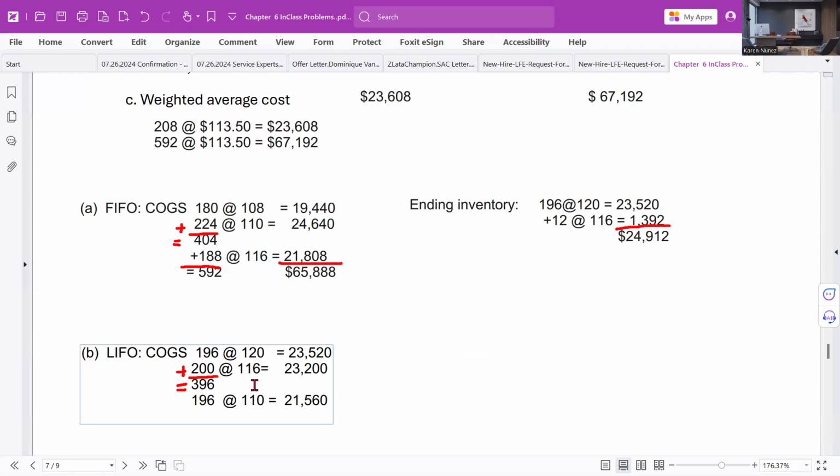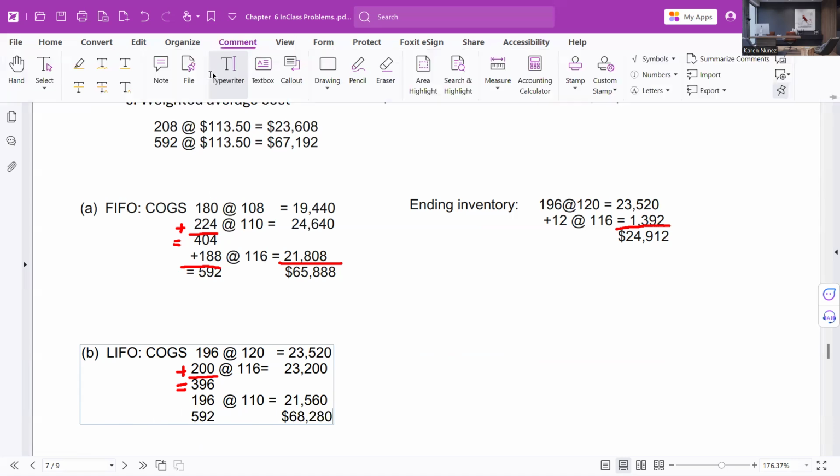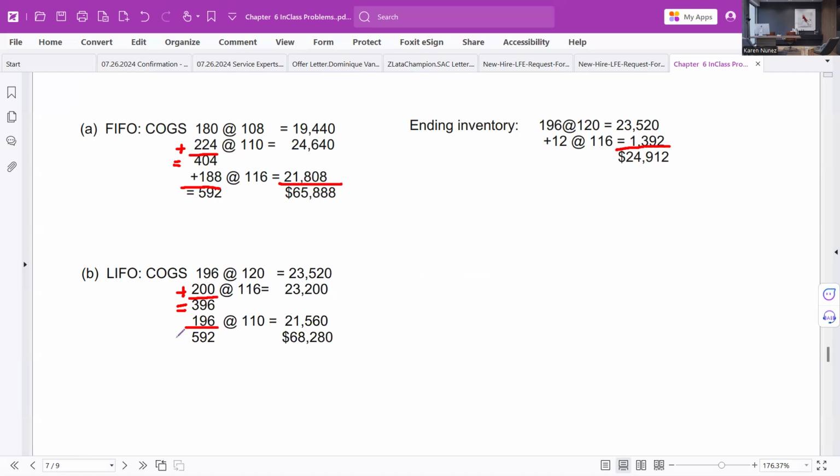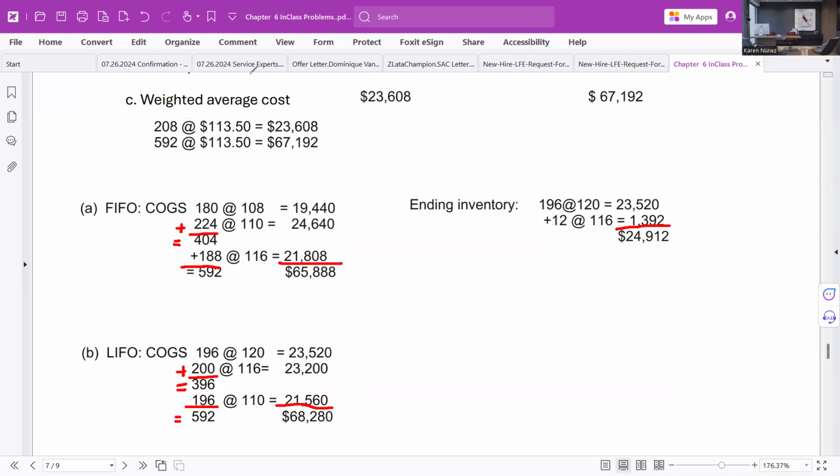Put it all together. 396 plus 196 is our 592 units, and the total cost of those units is 68,280. So we've got our 592 units, and the total cost of those units is 68,280.